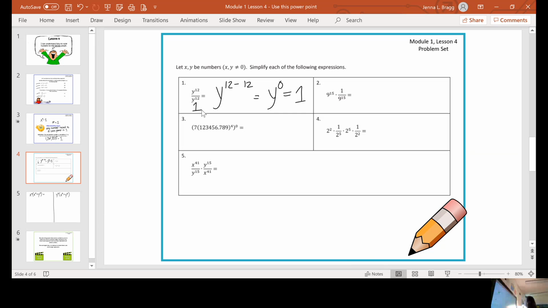Okay. We have 9 to the 15th times 1 over 9 to the 15th. I can start by turning 9 to the 15th into a fraction so that I can multiply straight across. So I end up with 9 times 1 is 9 to the 15th. 1 times 9 to the 15th is 9 to the 15th. And just like earlier, I keep my base, subtract my exponents. I would end up with 9 to the 0 power, which is 1.